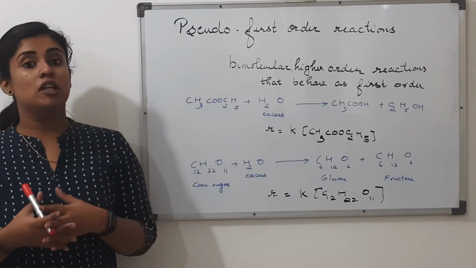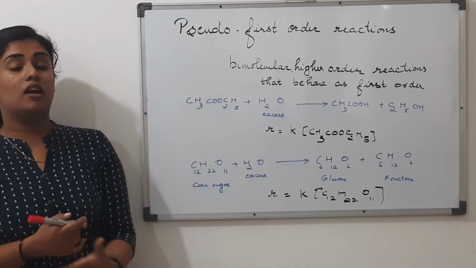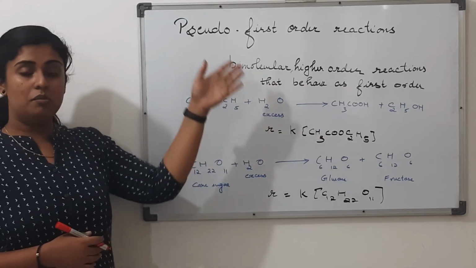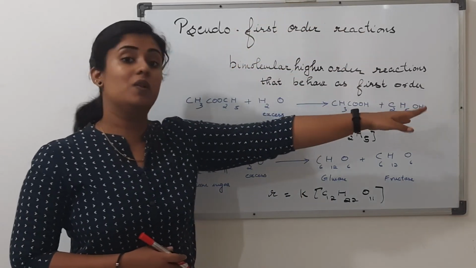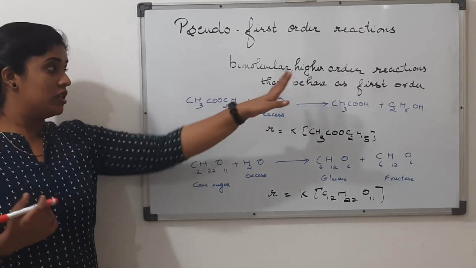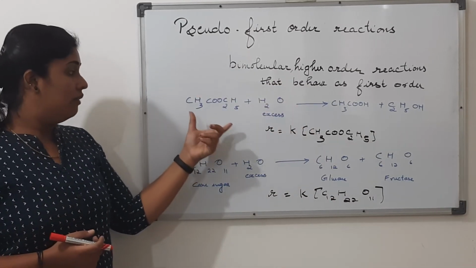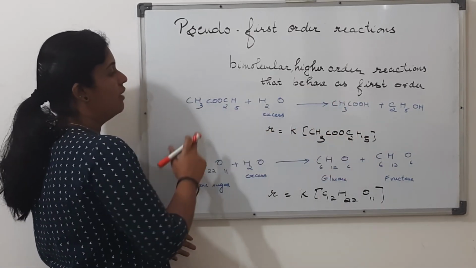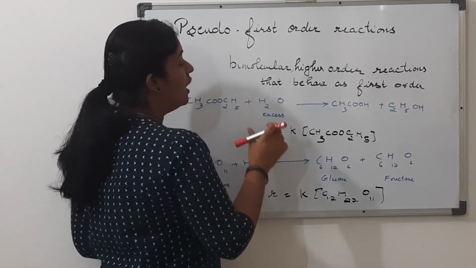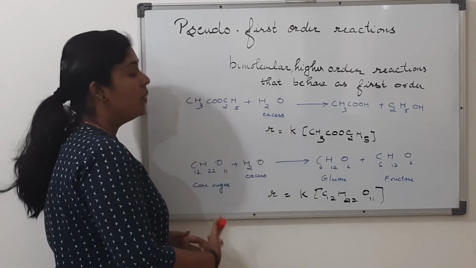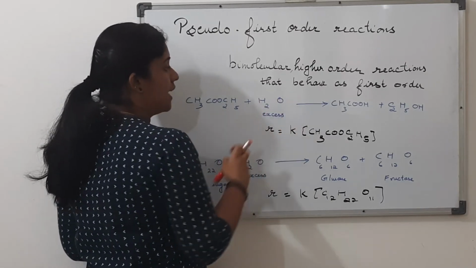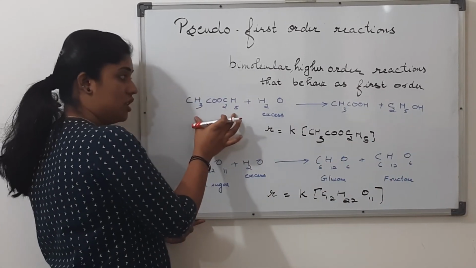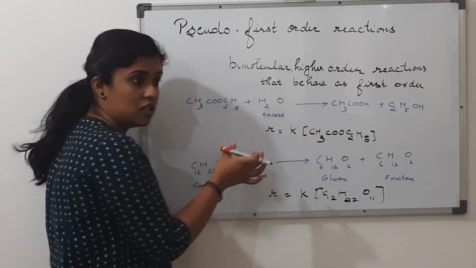As we discussed the order and molecularity of reactions, a set of reactions that come as exceptions are the pseudo-first-order reactions. Now they are bimolecular higher order reactions, but though they are higher order, they behave as first order. For example, we have the hydrolysis of an ester to acid and alcohol, where the ethyl acetate ester is being hydrolyzed with water. Generally this is a second order reaction, where the rate would depend on the concentration of ethyl acetate as well as the concentration of water.